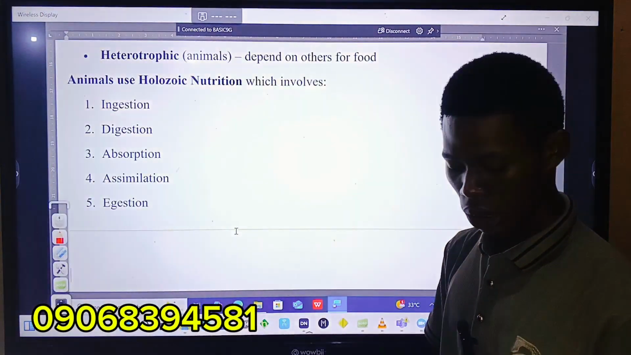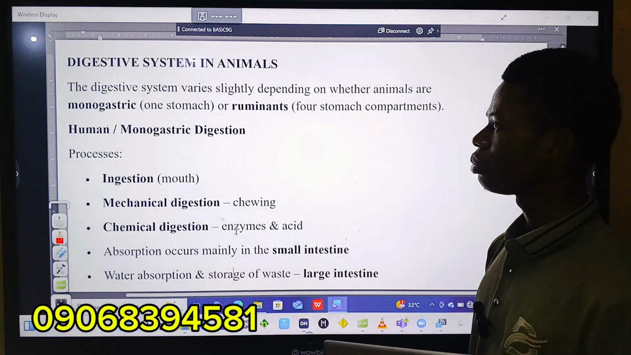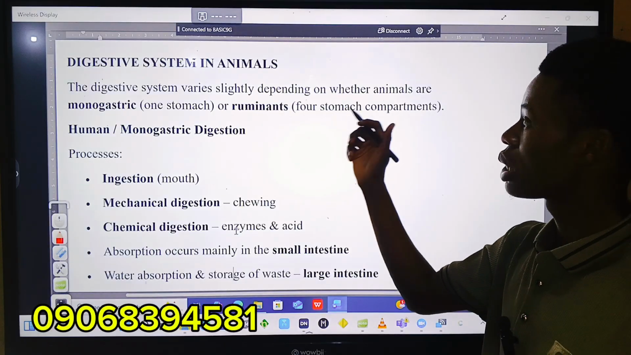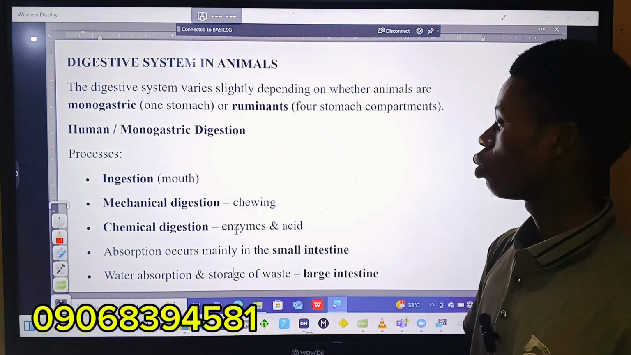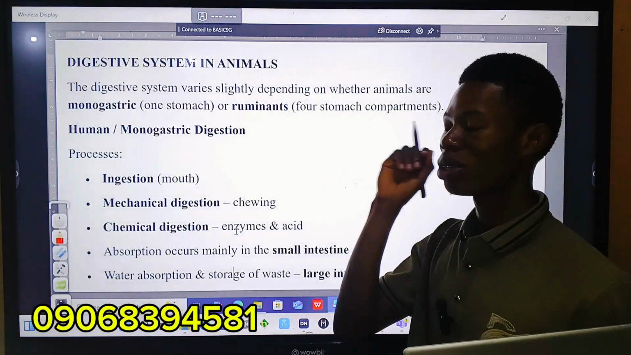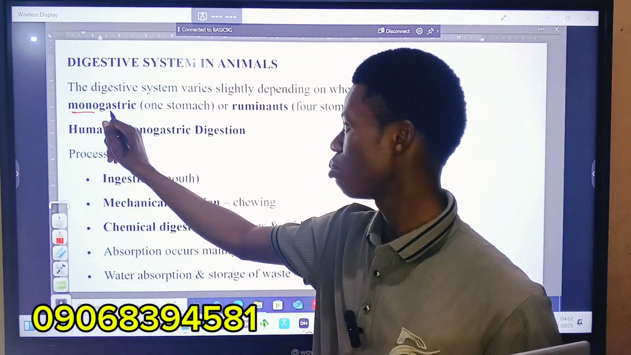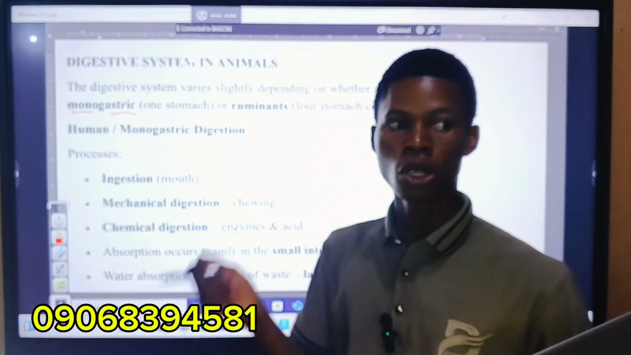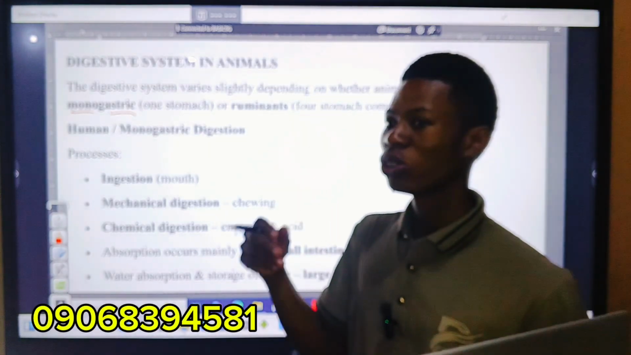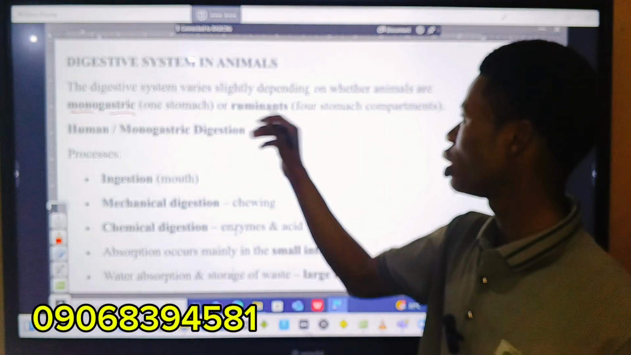All right, so basically that's that. Let's look at the digestive system in animals briefly. Now, the digestive system varies slightly depending on whether animals are monogastric or ruminants. When we talk about monogastric animals, mono means one. Anytime you hear gastro or gastric in biology, it is related to the stomach. So monogastric means one stomach. So digestion varies depending on whether the animal has one stomach or is a ruminant.